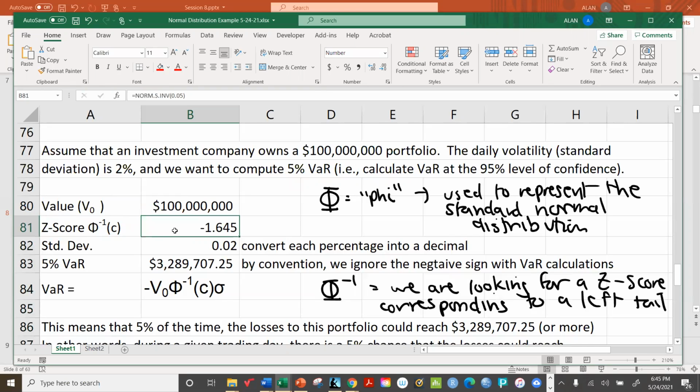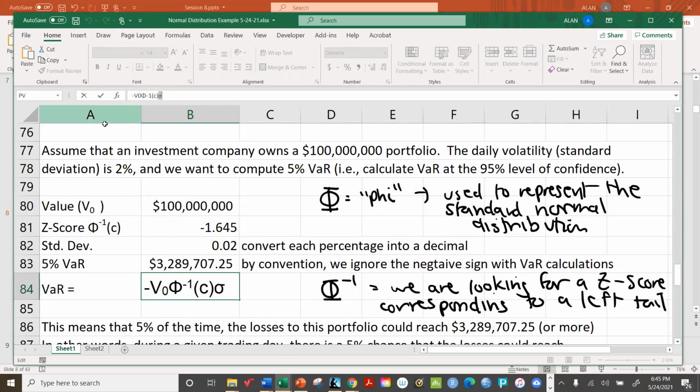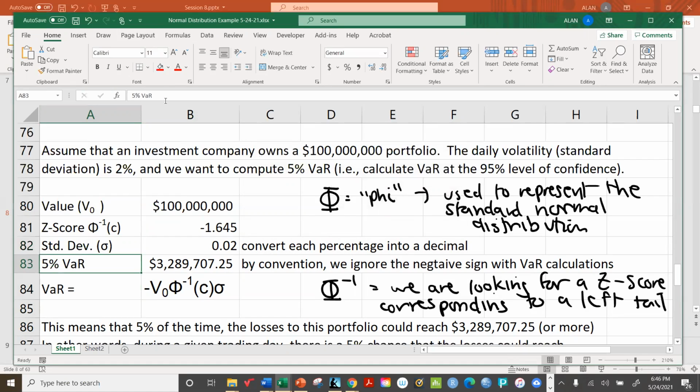Okay, so you've got V0 for values, Z-score is that phi C thing, and then the standard deviation is the sigma. You multiply the three of them together, and that's your 5% VAR. In other words, there's a 5% chance that on any given trading day my losses in the portfolio could be at or above $3,289,707.25, which isn't a whole lot.